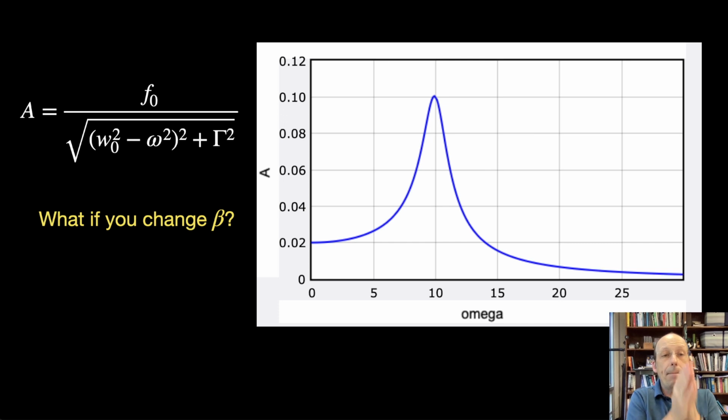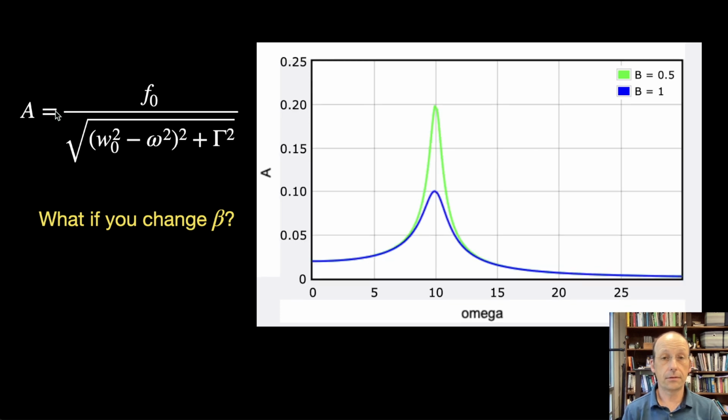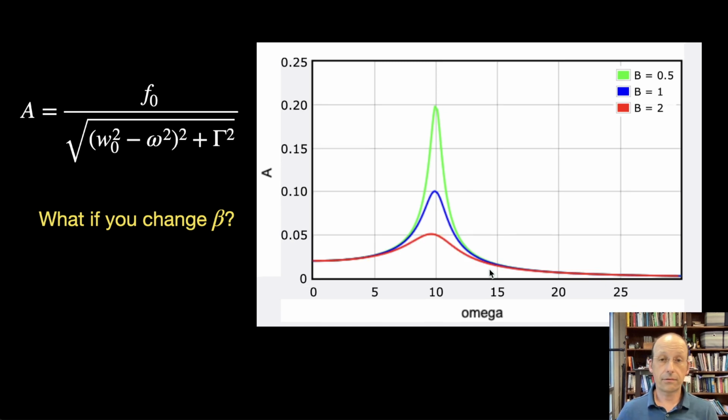Okay, but what if you change beta? What if I make beta smaller? Well, that's going to change this term right here. If this term gets smaller, because beta is going to get smaller, then I'm going to get a larger amplitude. This is beta equal to 1 right here. Here's beta equals 0.5. What if I make beta bigger? That's beta equals 2. Not only does the amplitude get lower, but it spreads out more.